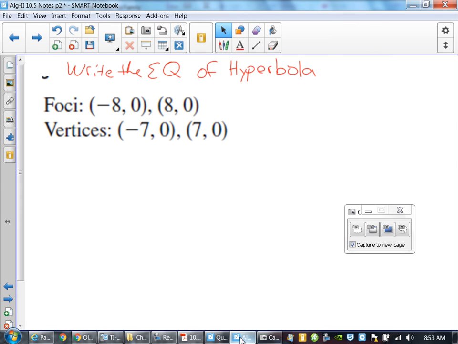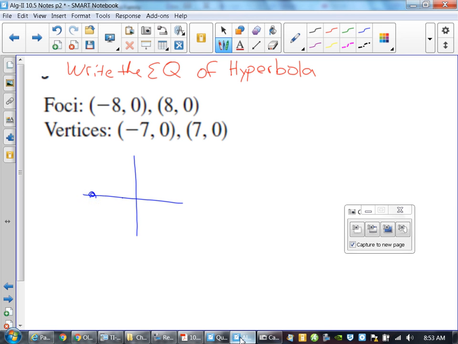So, hyperbola. Let's figure out which way this is going. That's the first thing you want to do, decide which way this is opening. Foci at -8 and +8. Vertices at -7 and +7. Which way is it opening? Left and right. How do I know that? Because remember, vertices always open up towards the focus. No matter what the conic is, vertices always want to look at the focus.